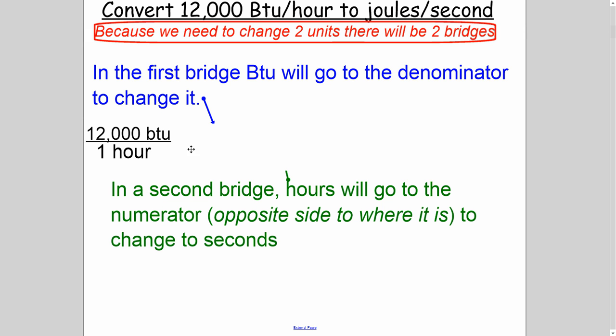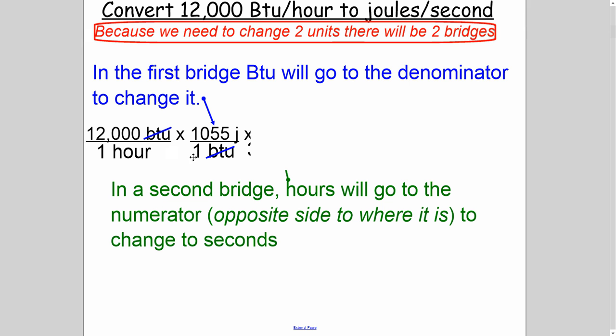In the first bridge, we want to get rid of the BTUs. We're going to go BTUs to joules. So we're going to get rid of BTUs by putting them in the denominator, and go to joules by putting them in the numerator. I'm going to look at my conversion sheet and find that there's 1,055 joules per BTU. And the BTUs will cancel out.